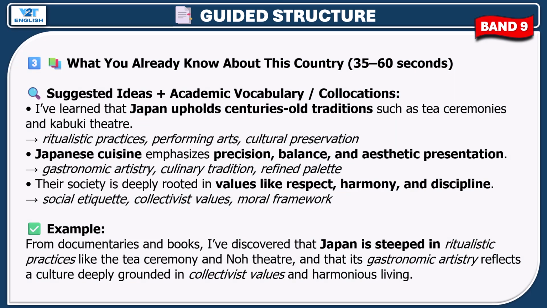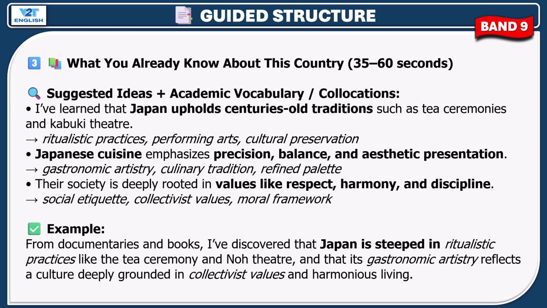3. What you already know about this country, 35 to 60 seconds. Suggested ideas plus academic vocabulary and collocations. I've learned that Japan upholds centuries-old traditions, such as tea ceremonies and kabuki theater. Ritualistic practices, performing arts, cultural preservation. Japanese cuisine emphasizes precision, balance, and aesthetic presentation. Gastronomic artistry, culinary tradition, refined palate.